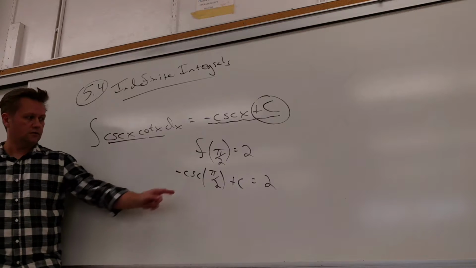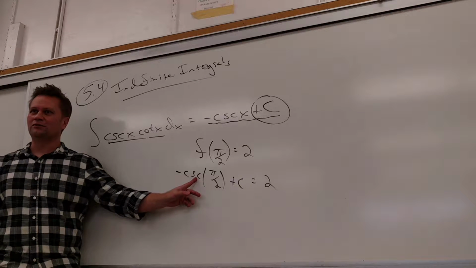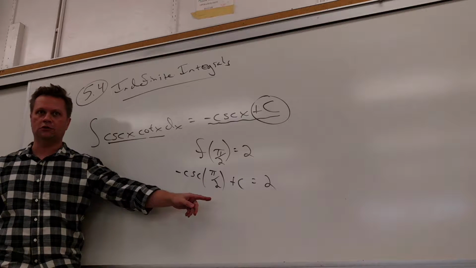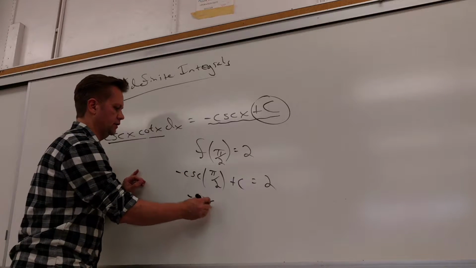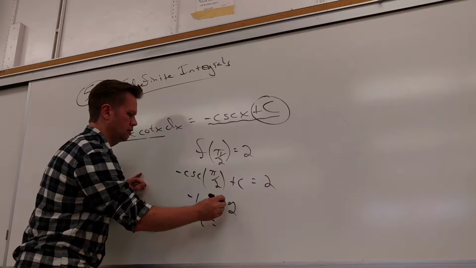Negative 1, good. Yes, cosecant is 1 over sine. Sine of pi over 2 is 1. Negative that is negative 1. Negative 1 plus c is 2, so c would be 3.